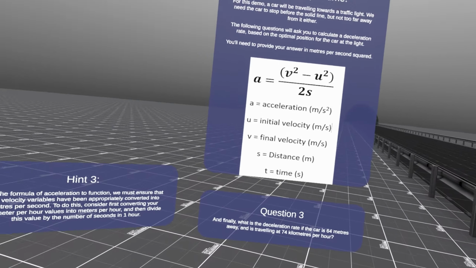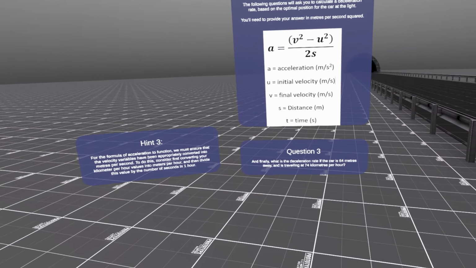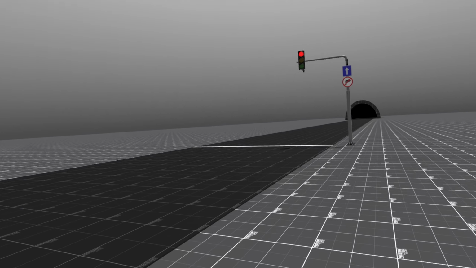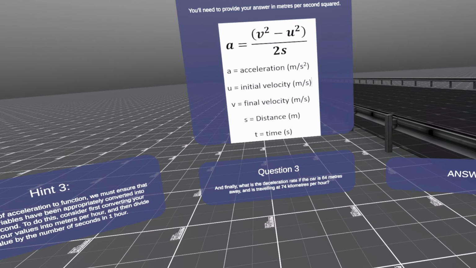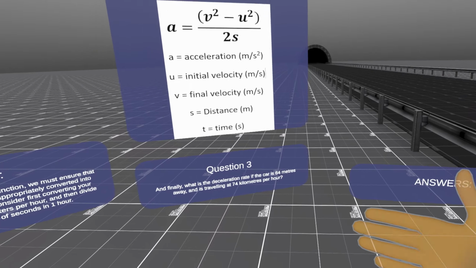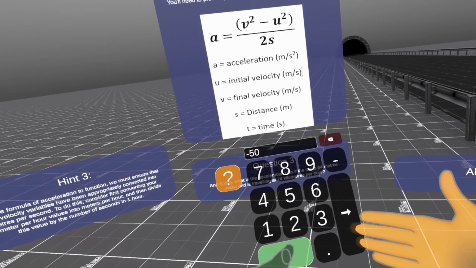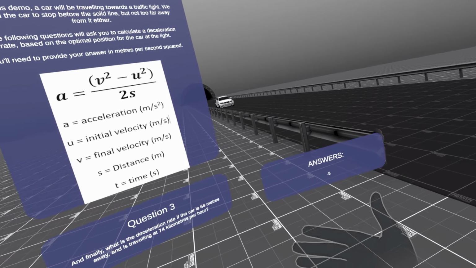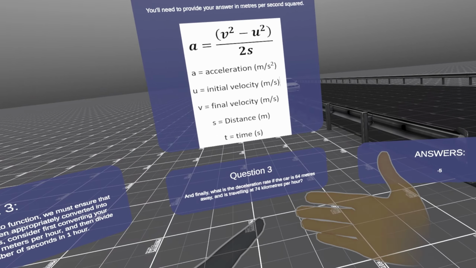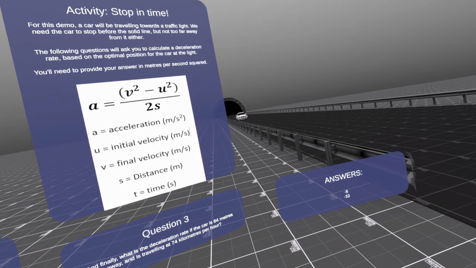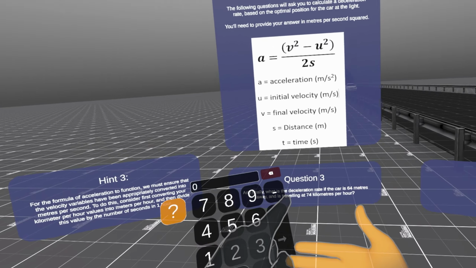Question 3. And finally, what is the deceleration rate if the car is 64 meters away and is traveling at 74 kilometers per hour? Right. So 74 kilometers an hour, 64 meters. I'm not sure, so we're just gonna go, nope, 5. Not quite right. Let's go 10. Too fast.